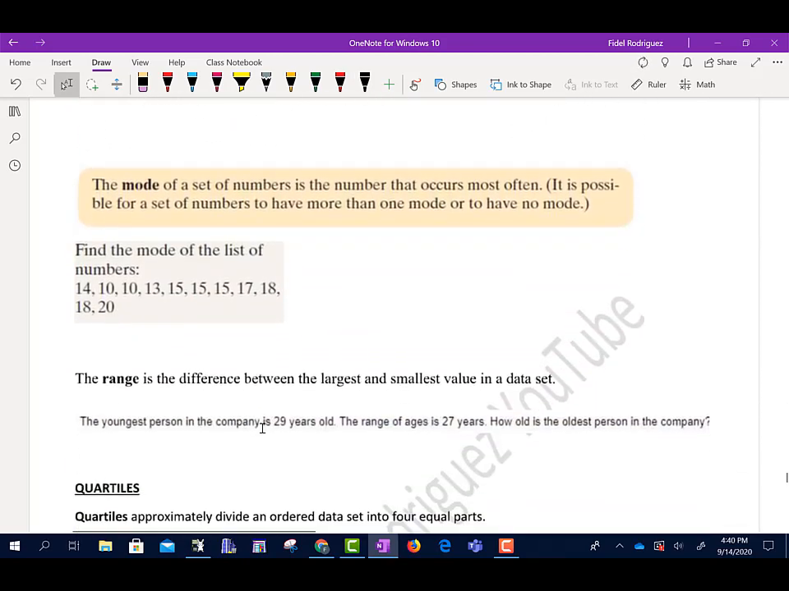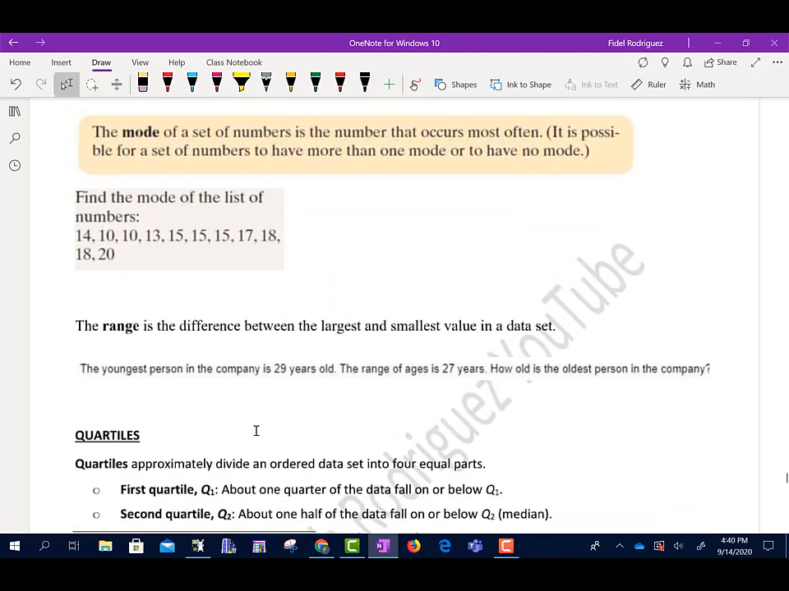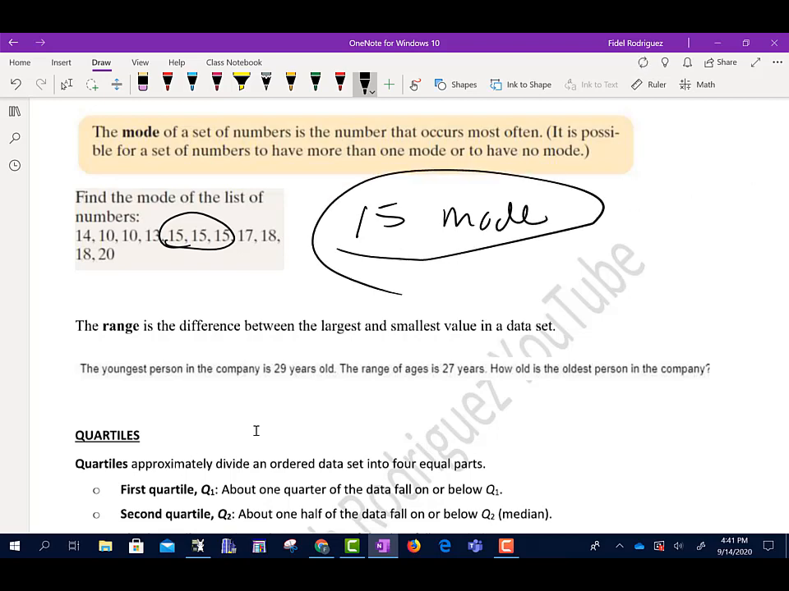The mode of a set of numbers is the number that occurs the most often. It's possible for a set of numbers to have more than one mode or no mode at all. So find the mode of the following list of numbers. Which is the number that occurs the most often? 15. 15 here is going to be our mode, right?